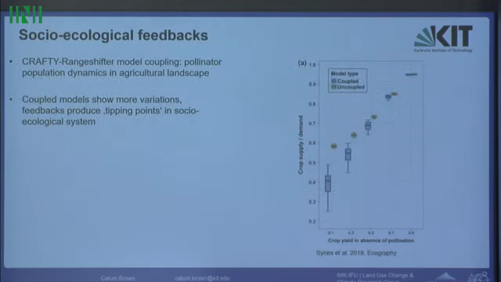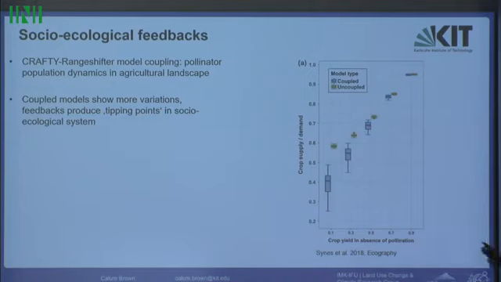The final example I wanted to show was including socio-ecological feedbacks, and this is an example of model coupling that we'll hear more about later, but here we use the CRAFTY model I've been presenting and the RangeShifter model of species dynamics, species dispersal, evolution, reproduction in space. And we coupled these models to look at pollinator population dynamics in a changing agricultural landscape. And the plot here shows the coupled and uncoupled model results in blue and yellow respectively.